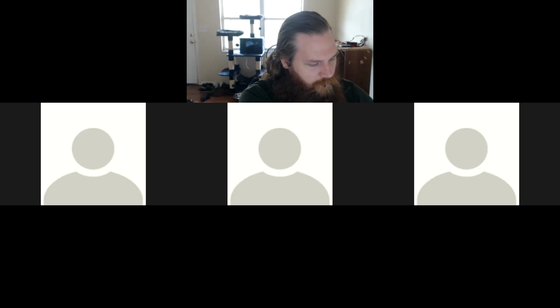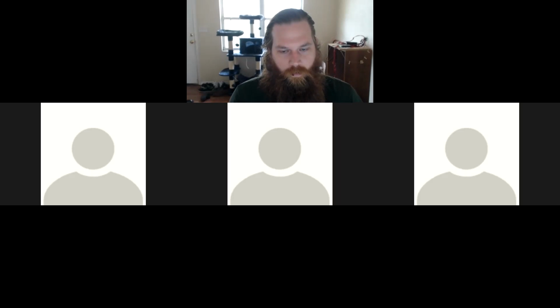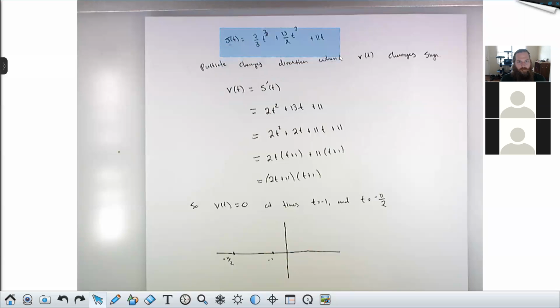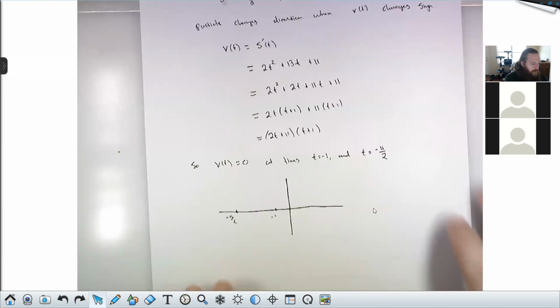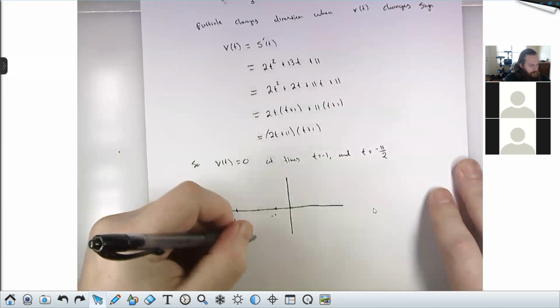Could you show the screen? Oh yeah, I got you here. So position. We want to know when does the thing change direction. So that means we need to know when does the velocity function change sign, go from being positive to negative or whatever. Velocity is the derivative of position. So I take the derivative of this function and I get this, which I now aim to factor because I want to find out where it changes sign. So I factor this. And we discover that the velocity function looks something like this.